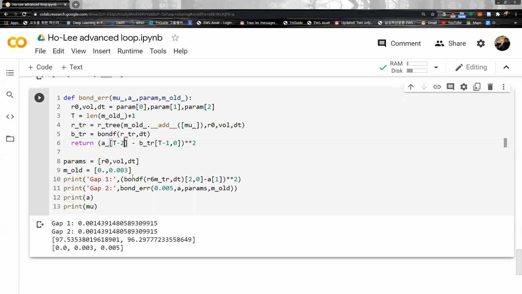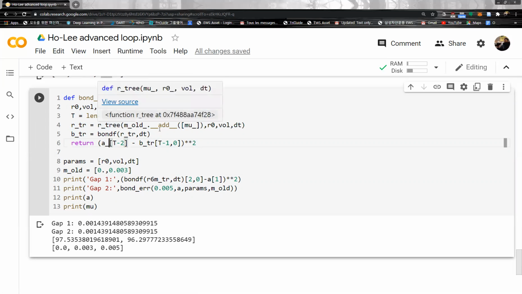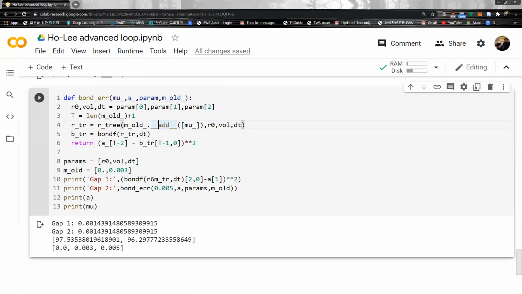So I created a very general function that computes the errors between theoretical bond price and realized bond. The next step would be, given these parameters and bond and parameter and previous one, to find the mu that minimizes this error function, to basically make this error 0. So that would be our final step, which we will continue in the next video.